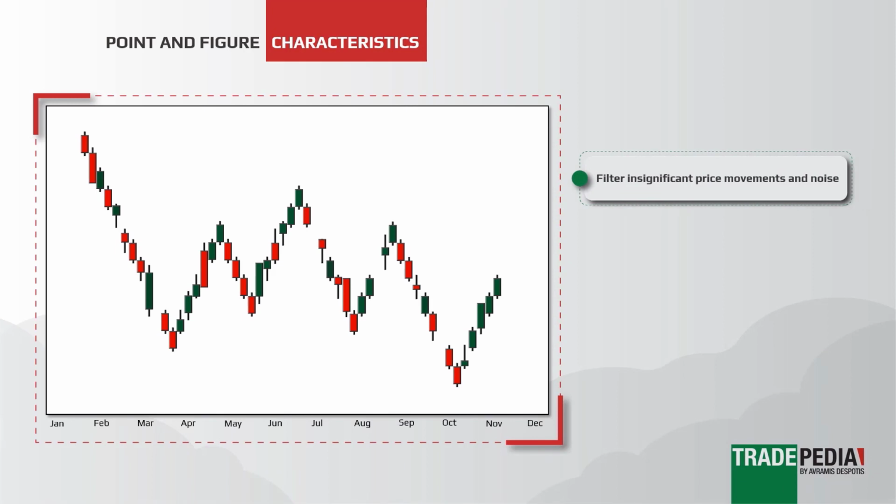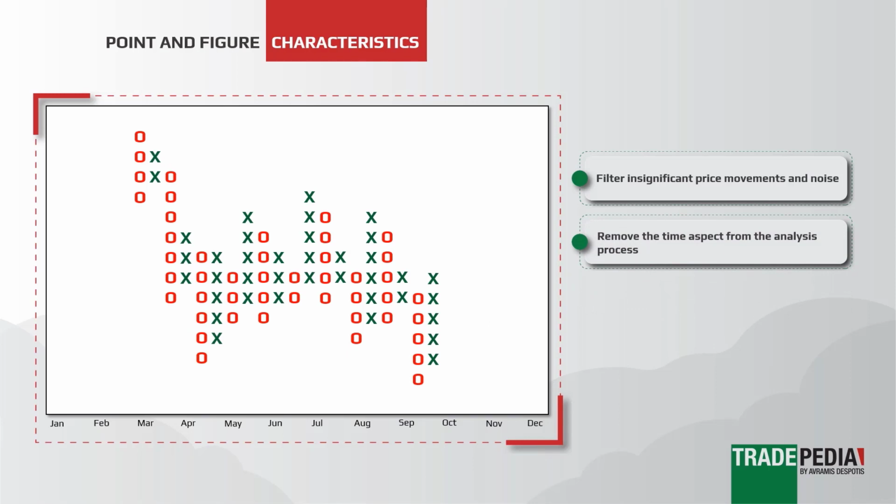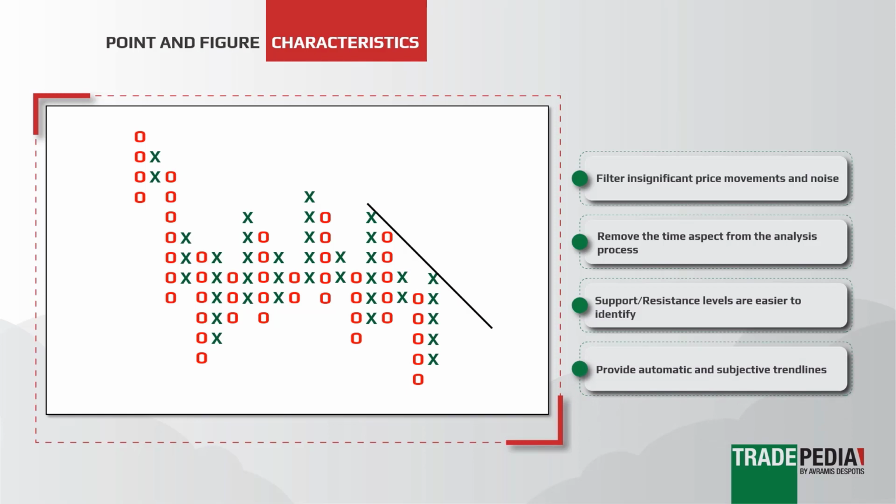Point and figure charts filter out insignificant price movements and noise. It removes the time aspect from the analysis process. Support and resistance levels are easier to identify in point and figure charts. It also provides automatic and objective trend lines.